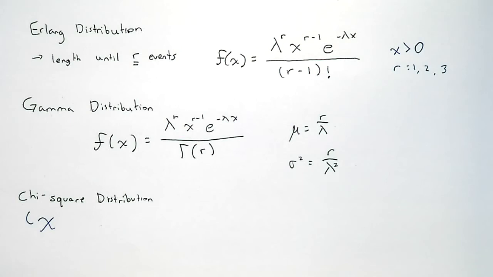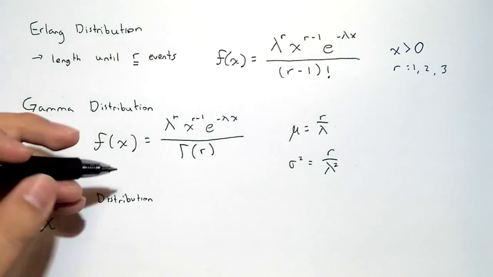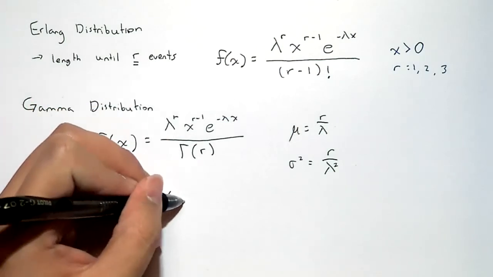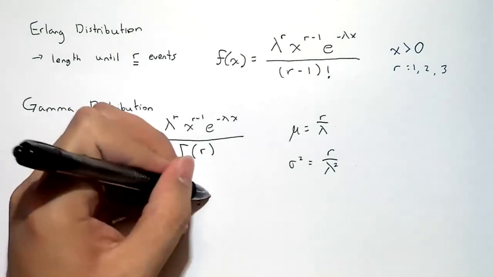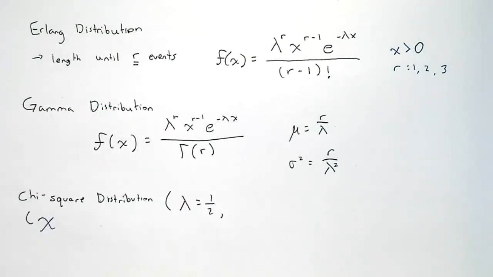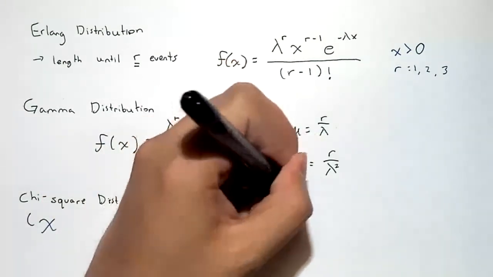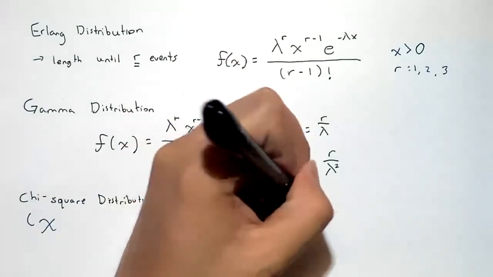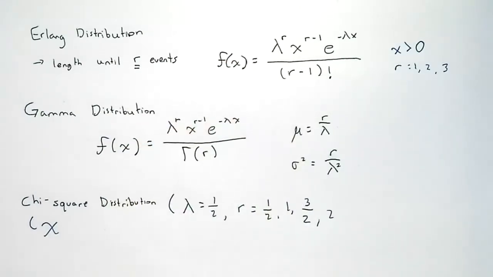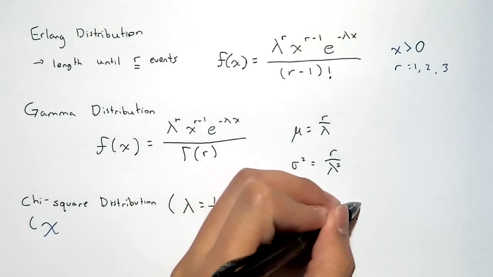No offense. Anyway, this distribution is a special case of the gamma distribution. And for this distribution, lambda is going to be equal to 1/2, and r is going to be any number in succession from 1/2 to 1 to 1 plus 1/2 to 2, and so on. So r can be any half step real number, and lambda has to be 1/2.